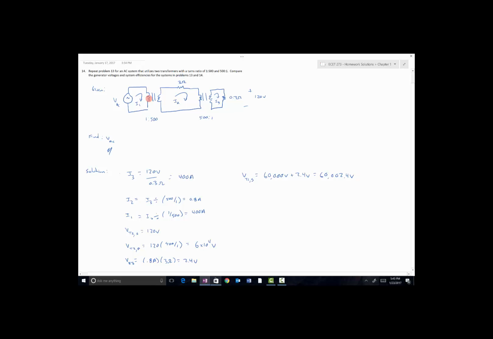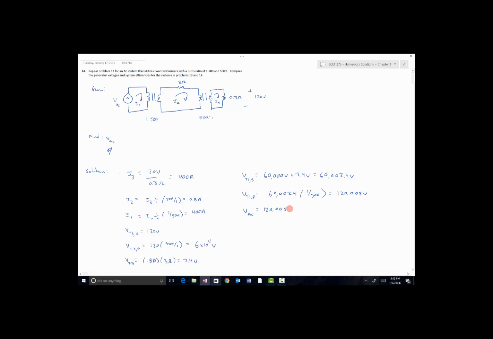The voltage on the primary side of transformer 1 is just related to the voltage on the secondary side of transformer 1 by the turns ratio. So V1 primary is going to be equal to 60,002.4 volts times 1 divided by 500. For every 500 volts on this side, we get 1 volt on that side, and that gives us 120.005 volts on the input, which has to be equal to VAC for this ideal transformer. So VAC is equal to 120.005.